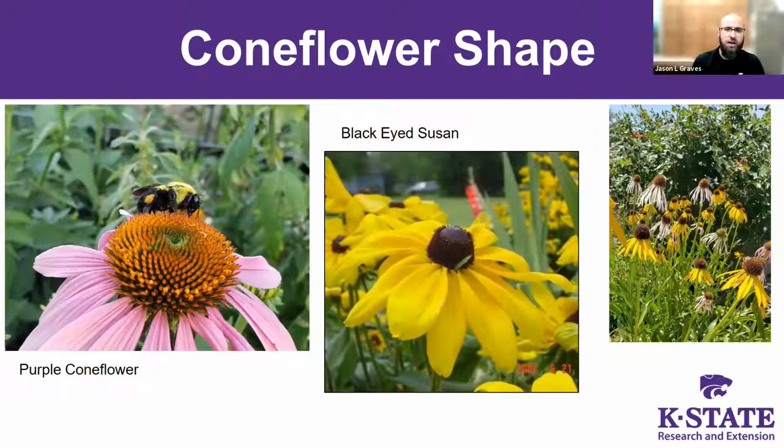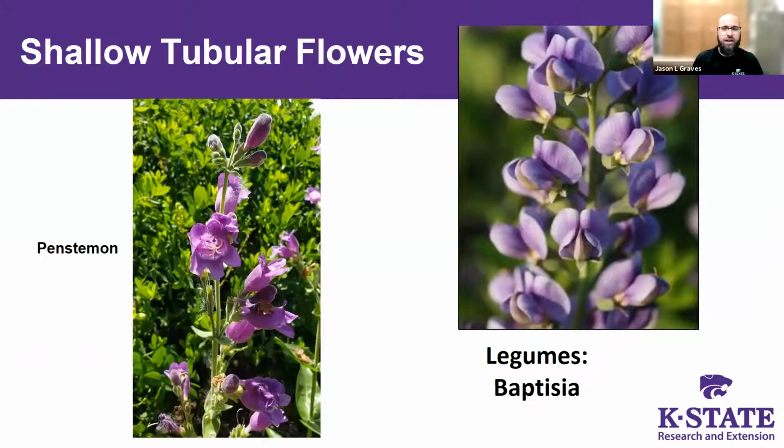We have a lot of flowers that maintain this shape, and it works well for bees, right? That's just something we notice as we observe pollinators. This flower shape works well for them, and there's a lot of options we can look at that have this shape. Shallow tubular flowers also work well. I think of our penstemon and legumes like our baptisia. These also work well for bees, and you're going to find different plants have different styles of blooms, but this is one that works well for bees. You're going to see it in some of the plants we look at.